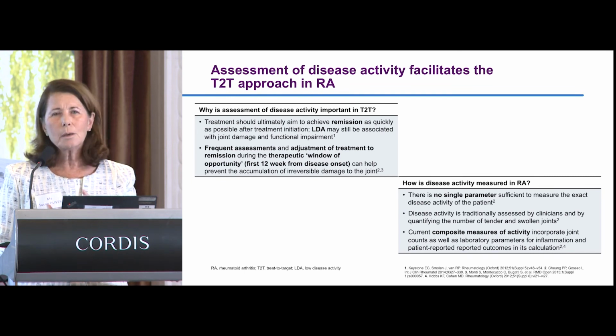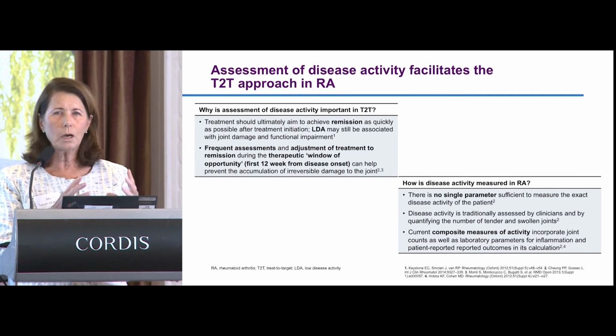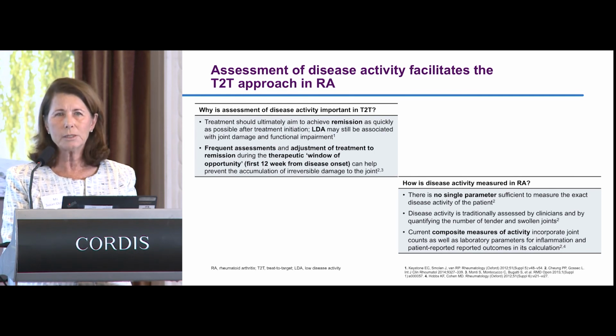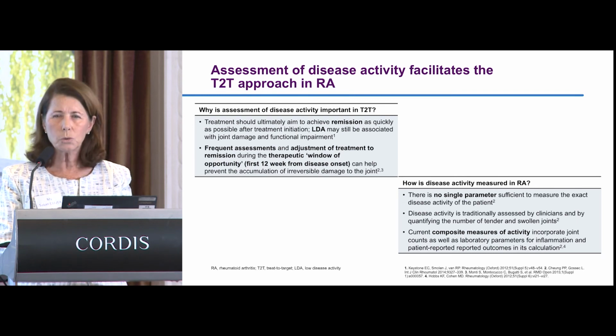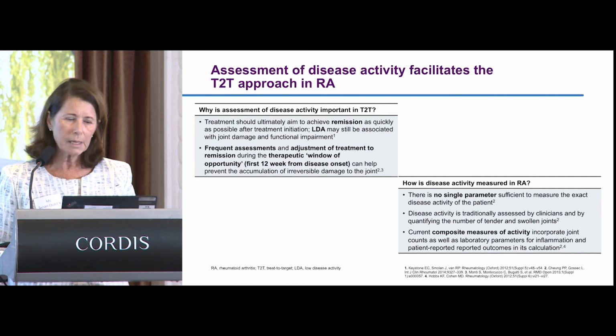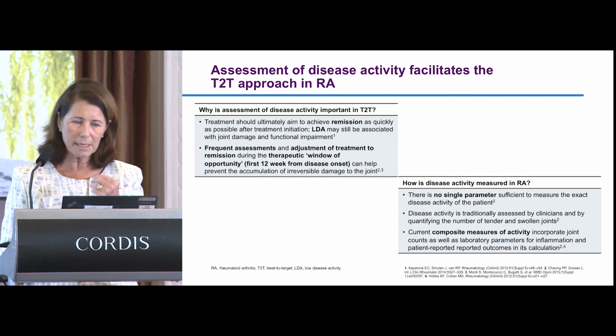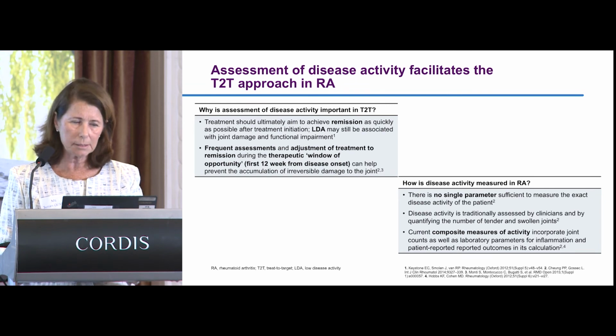You put some of the patient's aspects of the disease into a score with some of the objective measures of tender and swollen joints, and that is called a composite score. And it's like the DAS28 is a composite score. And we will be looking at those and putting it together to measure the disease.